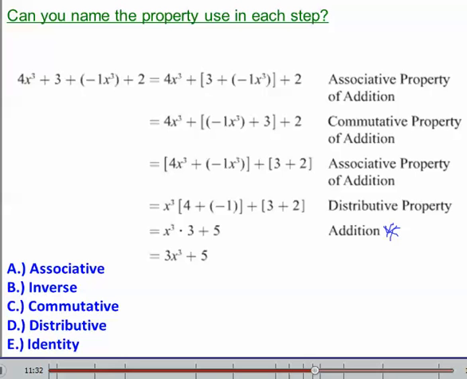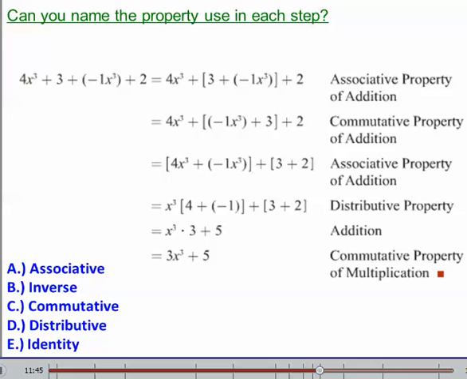Very last one is, this one says x cubed, and then it has the 3. This one turned it around, and the 3 is first. So it changed the order. It's beautiful. And that one is the unity property.